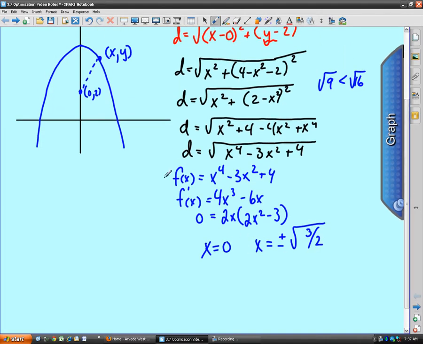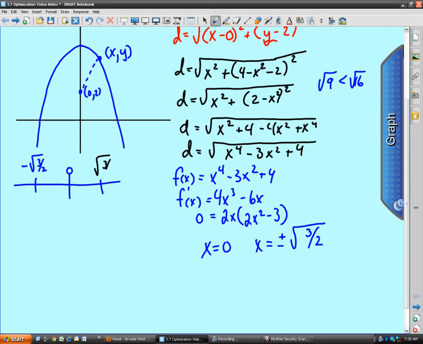And so I'm looking at the critical numbers of my distance, and I know that if I was to do the first derivative test, so I am going to do f prime of something. If I plug these guys in and find out what's happening around these points, here's 0, here is negative square root of 3/2, and here is square root of 3/2.